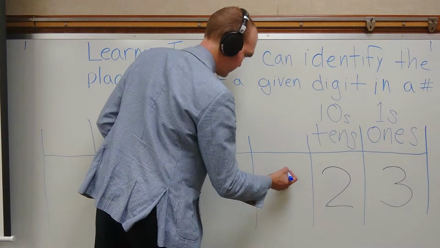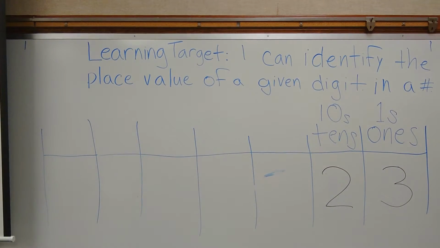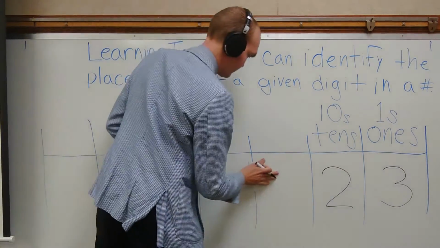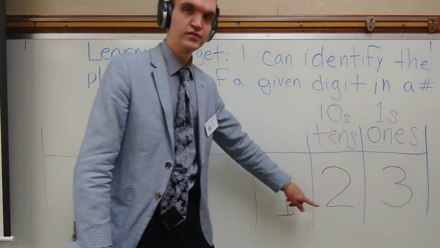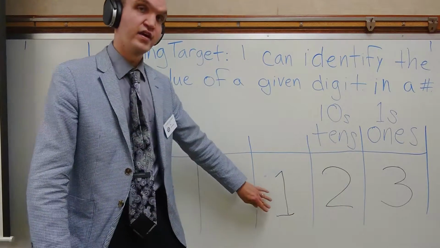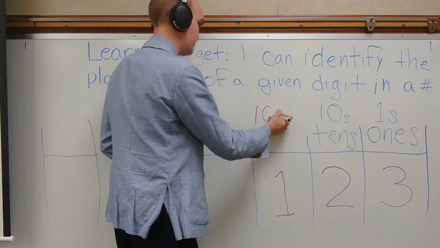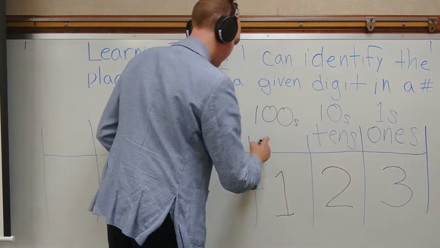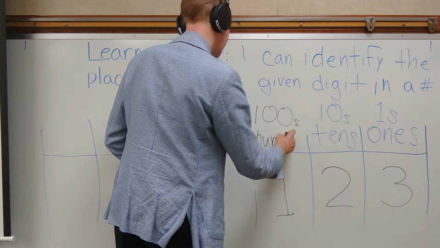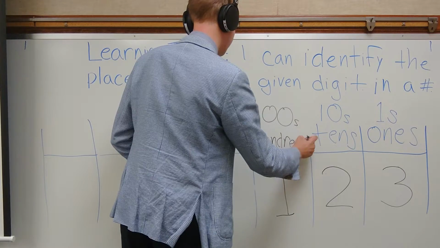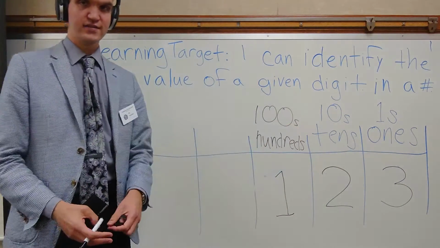So if I put a 3, let's put a different number here, not 3. We've already had 3. Let's say I put 1 here. If I were to say this number, 1, 2, 3, all together, I would say 100. So this is the hundreds place. The word hundred is spelled H-U-N-D-R-E-D-S. Hundreds. Or you can write the number 100, S.